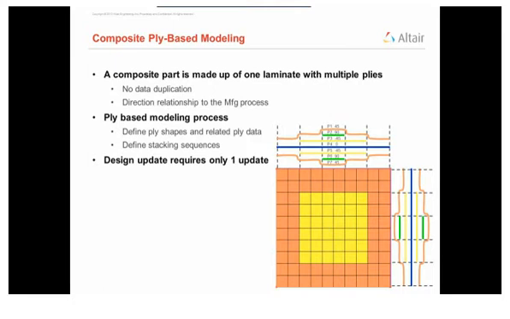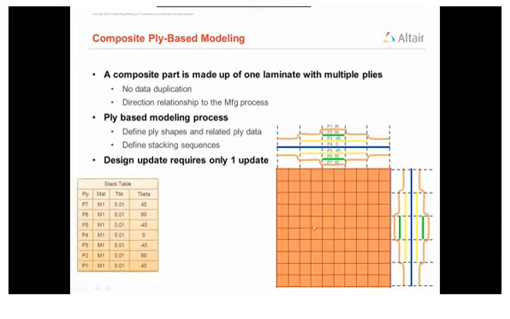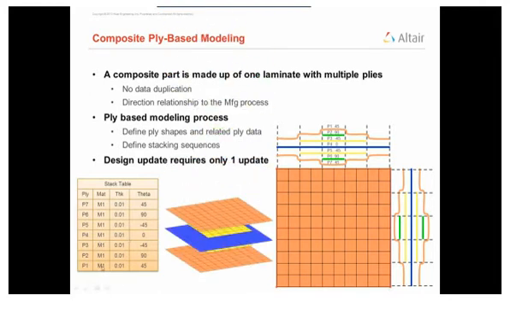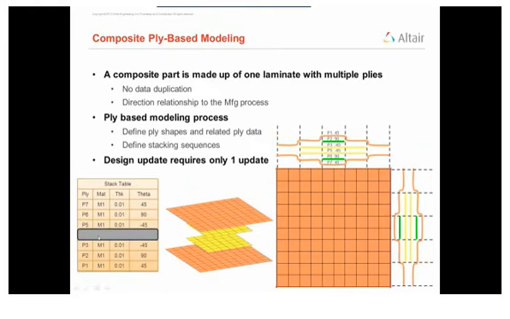And once you're done with that, you just have to define how those plies are stacked up in a kind of stacking table, which you can see here. And then if you really need to remove a layer, it's actually very easy because you just have to remove one layer out of your stacking table. And it's automatically taken care of.